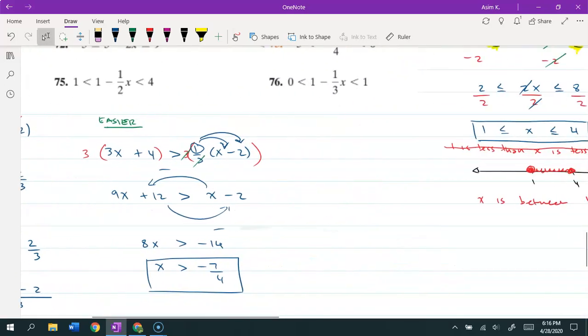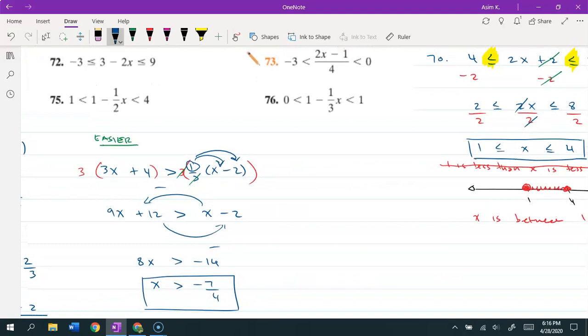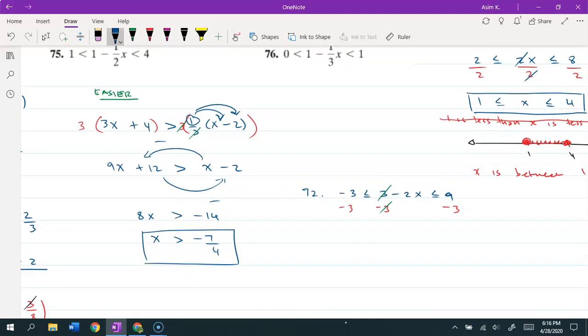Number 72, let's go ahead and give that one a shot. Negative 3 is less than or equal to 3 minus 2x, which is less than or equal to 9. So what's the first thing that we're going to do? We're going to try to get rid of that 3 by subtracting 3, like this. All right? And now the 3 is gone. On the left-hand side, you're going to have 0. In the middle, you'll have a negative 2x. And on the right side, you'll have the number 6.